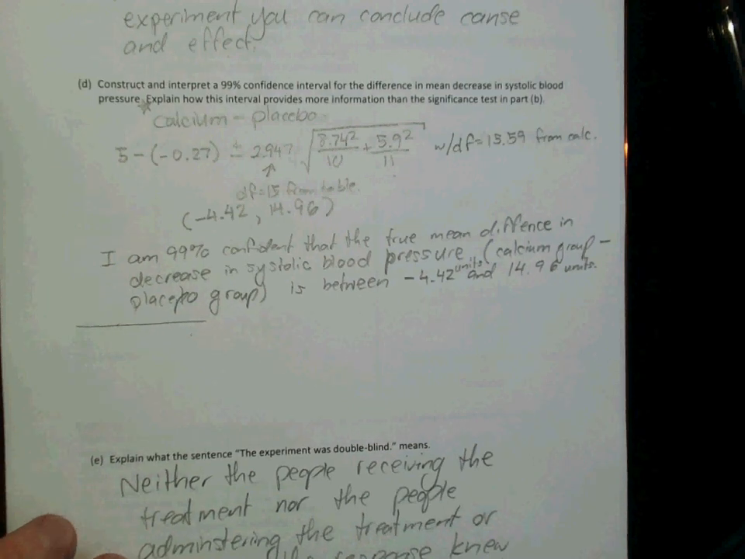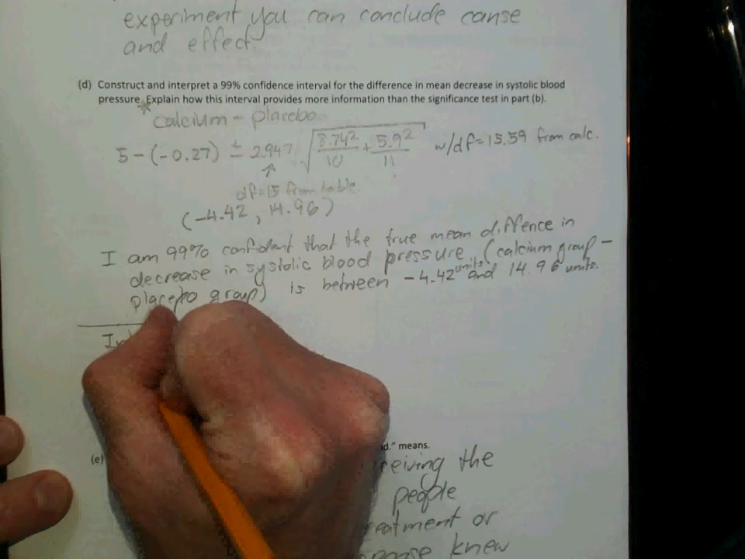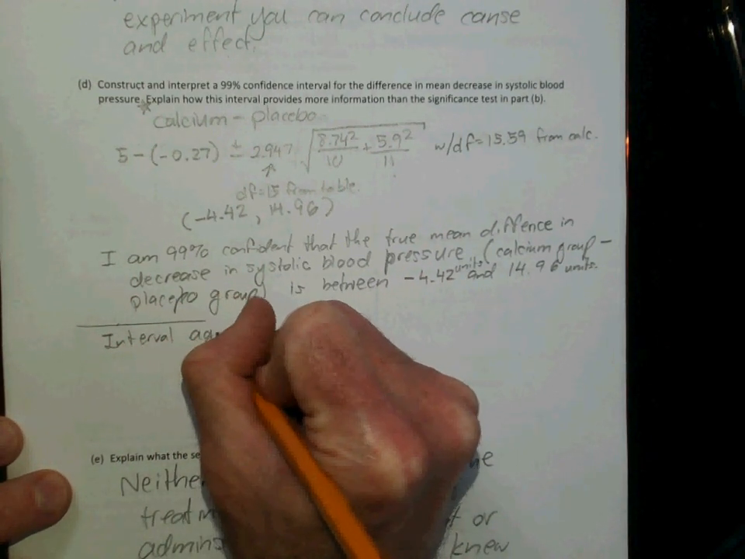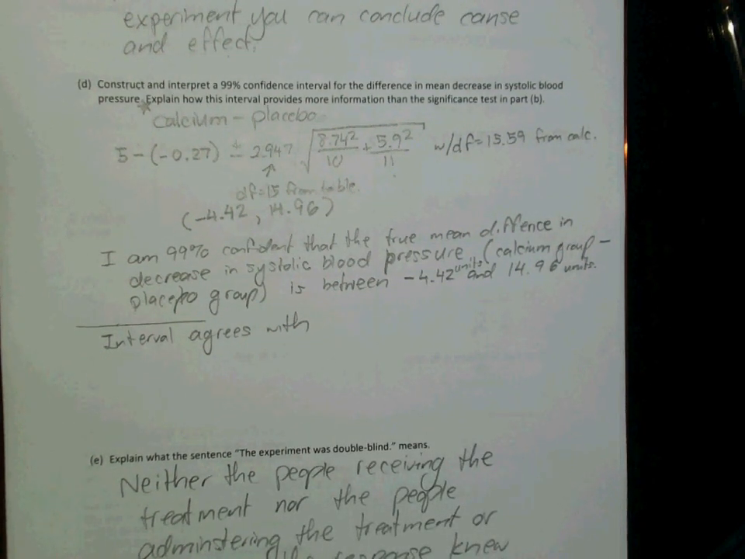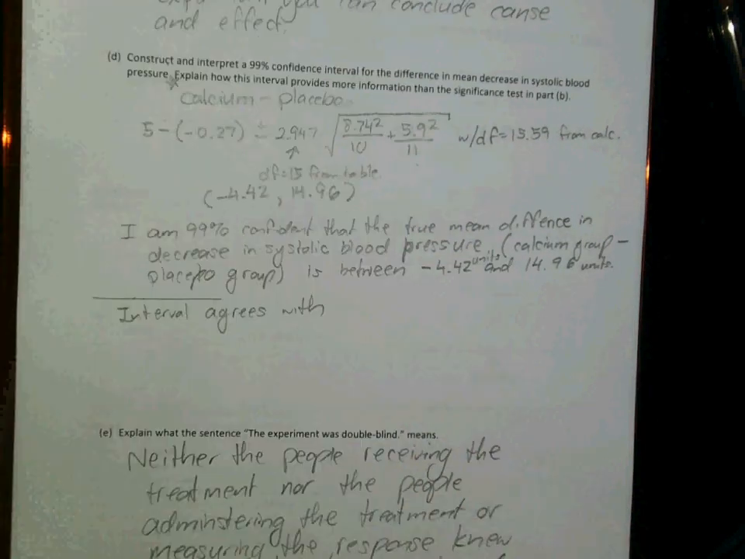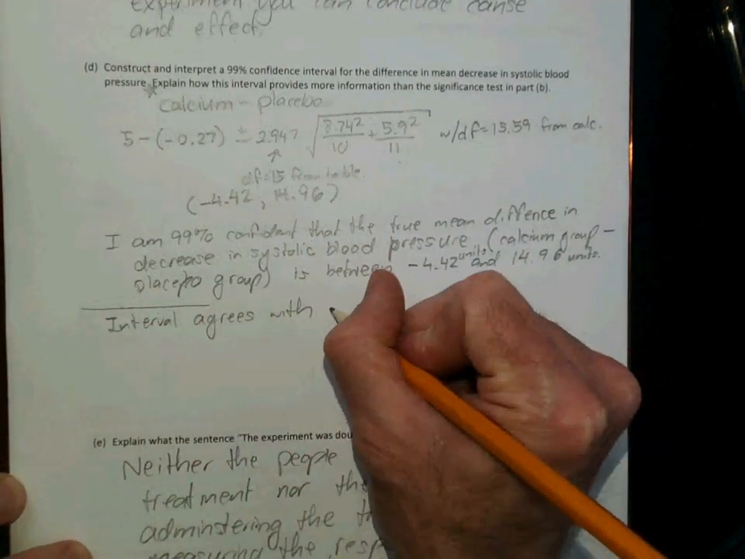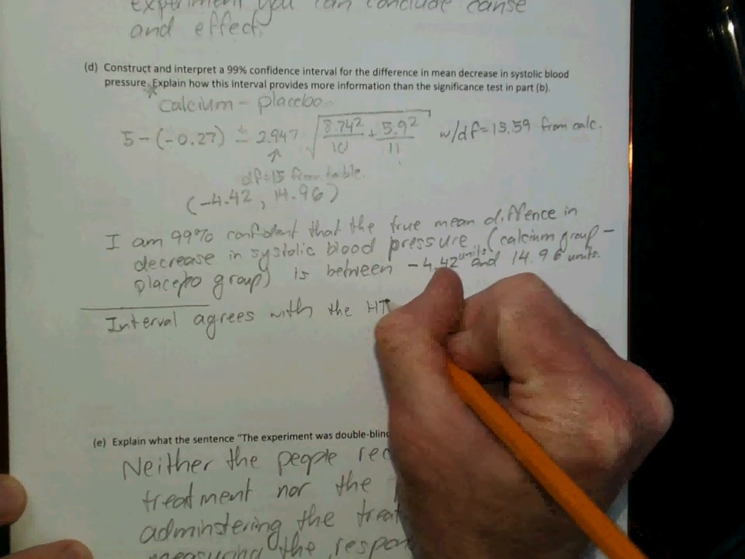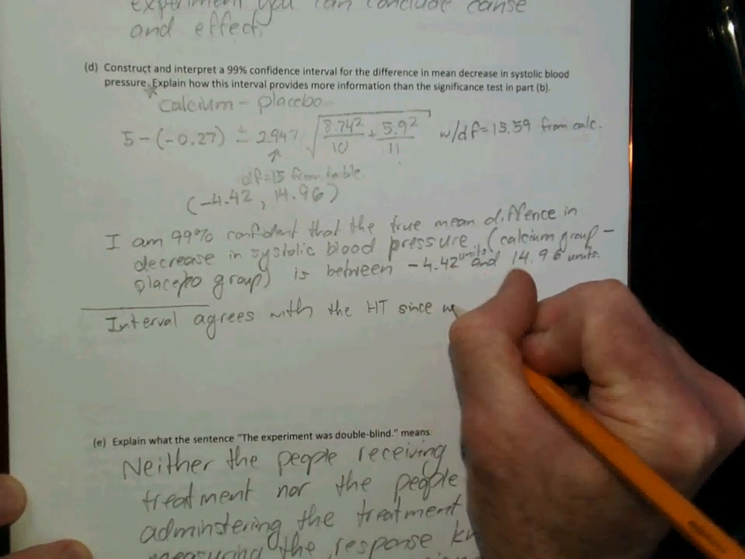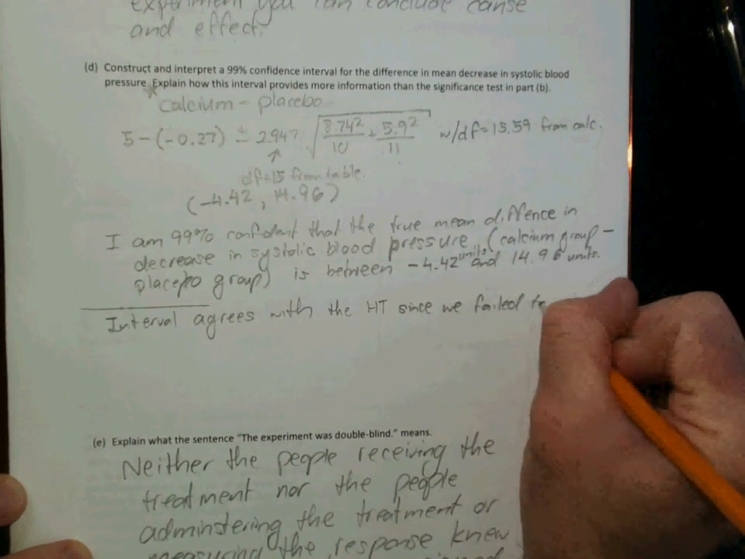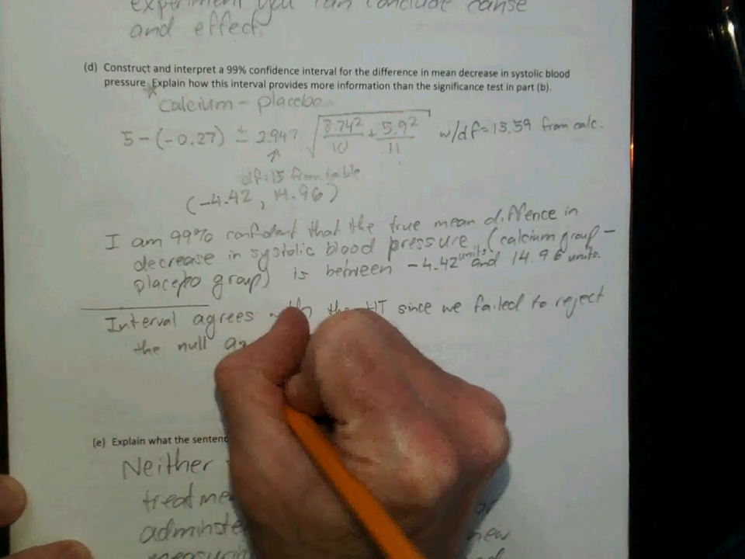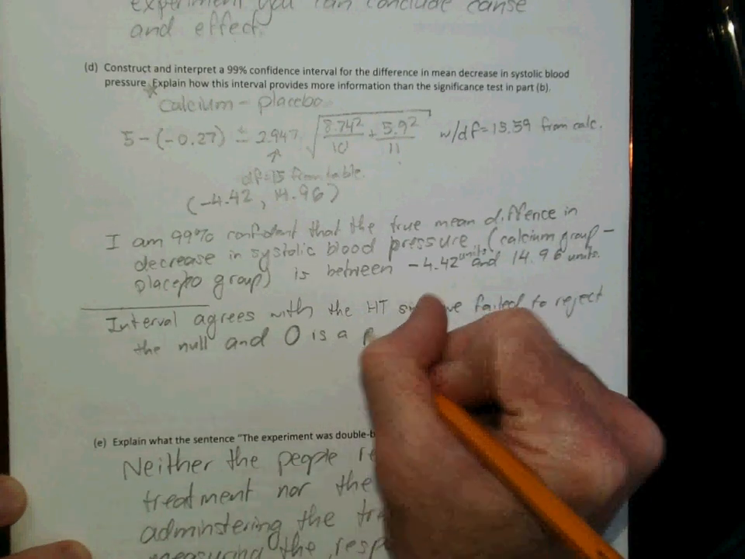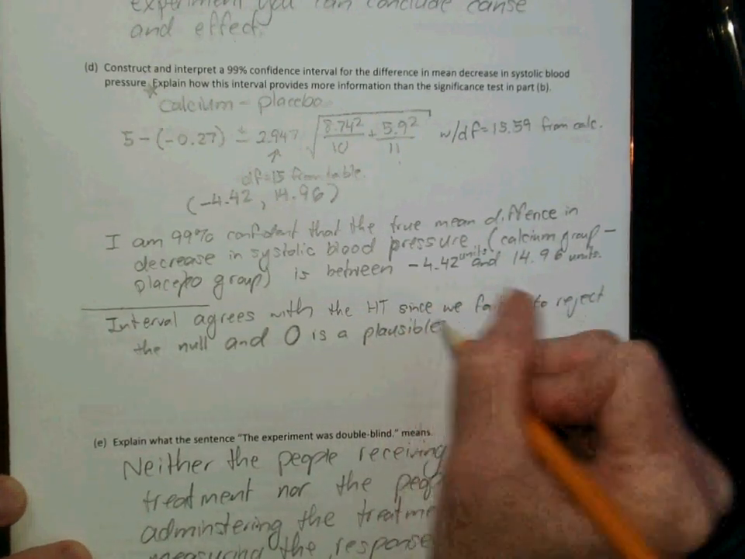So now explain how this interval provides more information. So, one thing I want to write is that the interval agrees with the hypothesis test since we fail to reject the null. So I fail to reject the null. So the interval agrees with the hypothesis test since we fail to reject the null. And 0 is a plausible difference. 0's in the interval. It's a plausible difference.